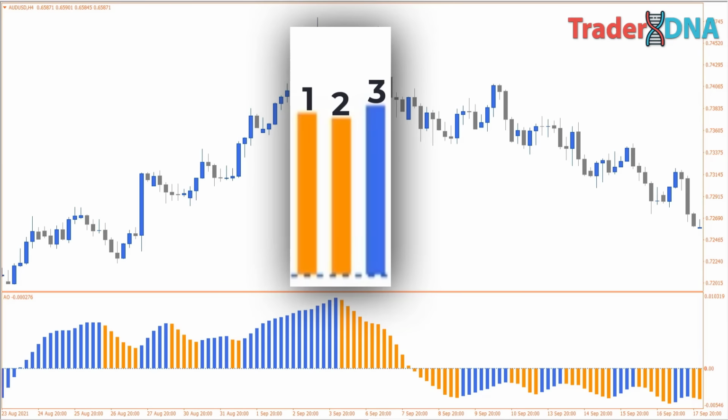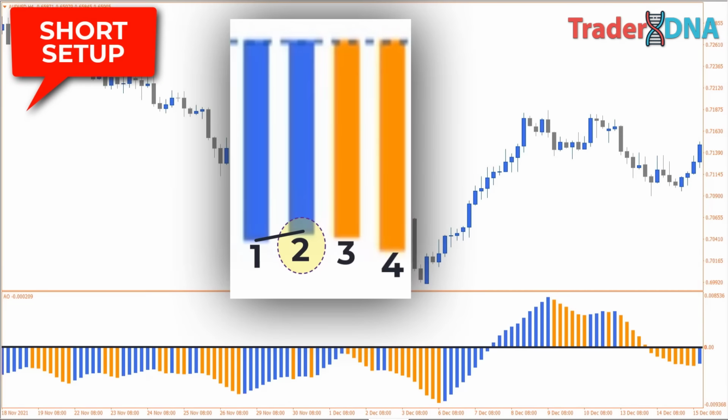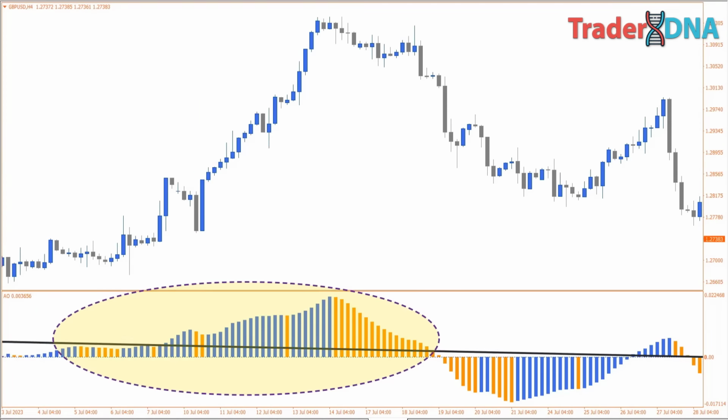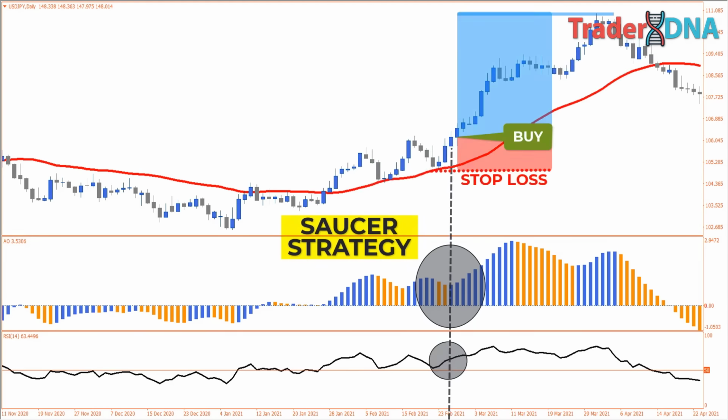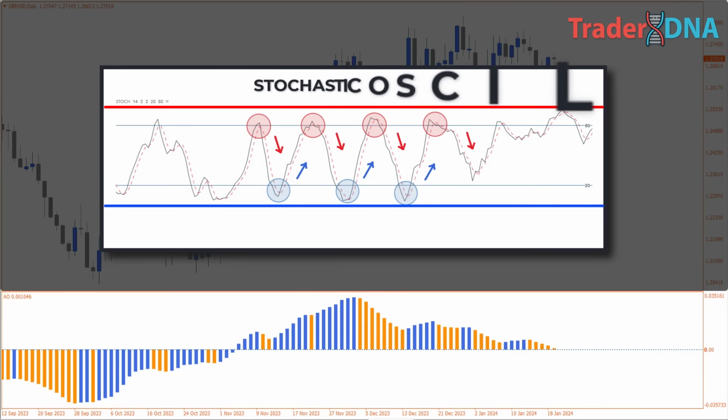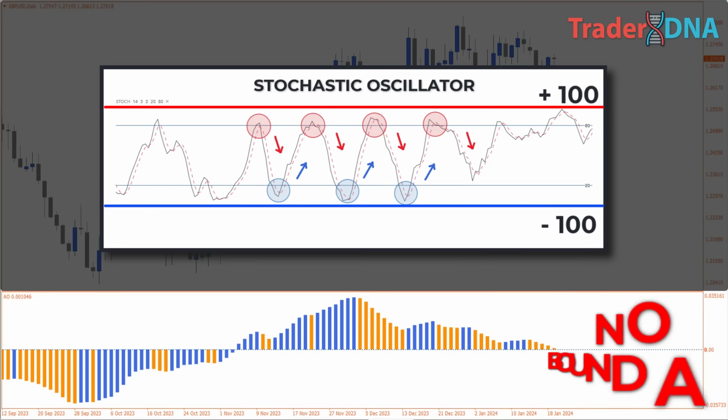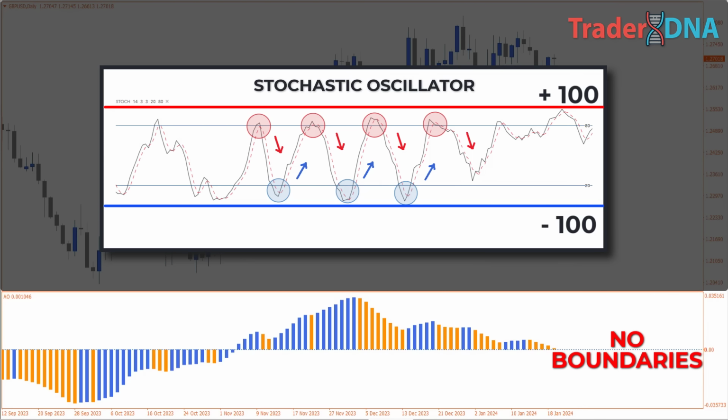Trading strategies using the Awesome Oscillator. The Awesome Oscillator stands out as a widely recognized indicator created by Bill Williams. Unlike the slow stochastic, which fluctuates within the range of plus 100 to minus 100, the Awesome Oscillator doesn't have set boundaries. It's a straightforward calculation based on two simple moving averages, providing insights into the current market forces.